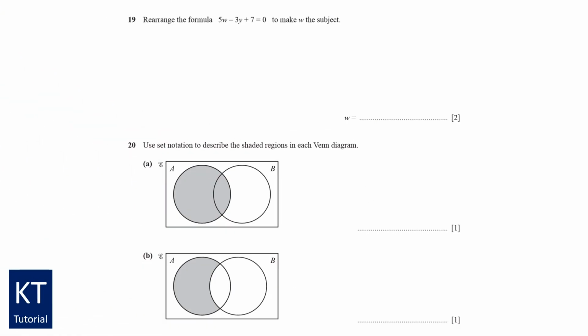Question 19. Rearrange the formula to make w the subject. The arrangement makes w equal to 3y minus 7 divided by 5. Question 20. Use set notation to describe the shaded regions in each Venn diagram. This is A. Next, use set notation to describe the shaded region in Venn diagram 20b. This is A and the inverse of B.